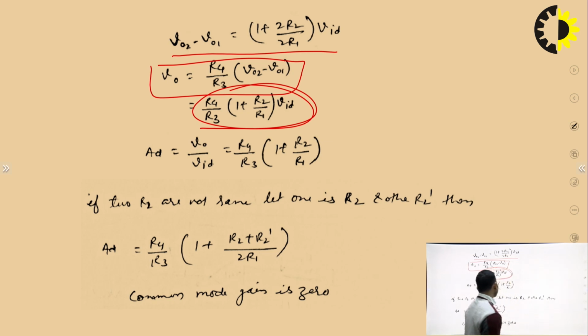This was the generalized case when we considered R2 and the other R2 as equal. If they are not equal, you can consider the other R2 as R2 dash. Then this gain AD is equal to R4 upon R3 multiplied by 1 plus R2 plus R2 dash upon 2R1, and the common mode gain is 0 or very small. So, we can say that CMRR for the instrumentation amplifier will be infinite, and practically it will be very high.